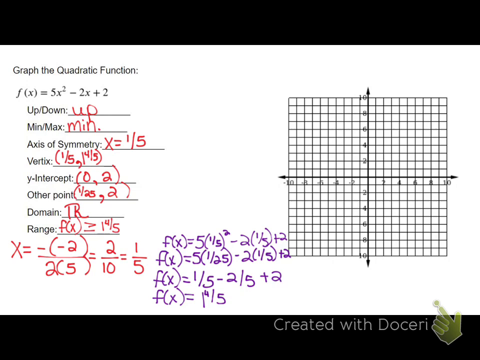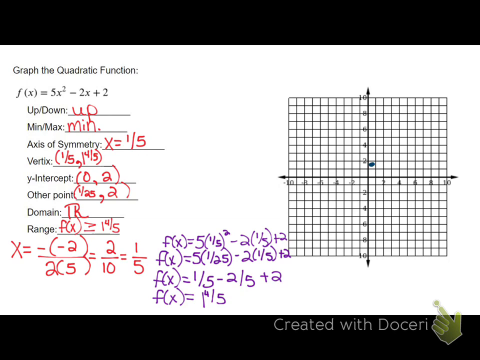All right, let's graph it. What do I graph first? My vertex. So 1/5 will be between 0 and 1, and if I do 1 4/5, it'd be between 1 and 2. So there's my vertex, okay? Now I'm going to make sure that axis of symmetry goes through that vertex.